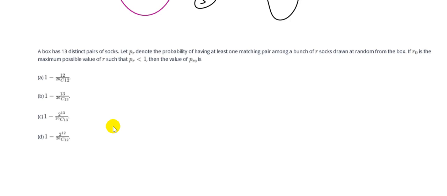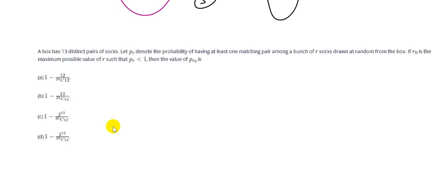So there is a box which contains 13 pairs of socks. And I'm going to pick at least one matching pair. Now tell me how many socks should I pick? What is the minimum number of socks that I should pick to have at least one matching pair, guaranteed? One pair, sir. Obviously, 13 C 1.